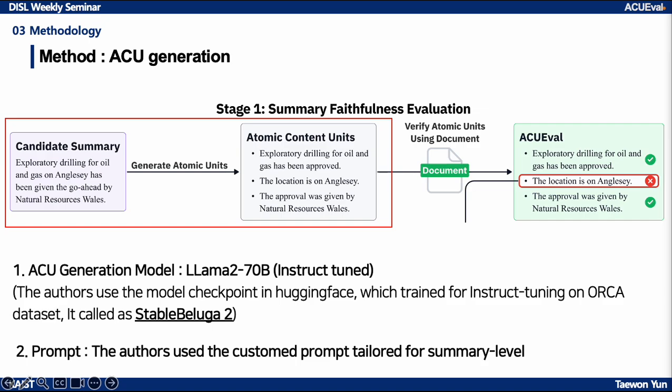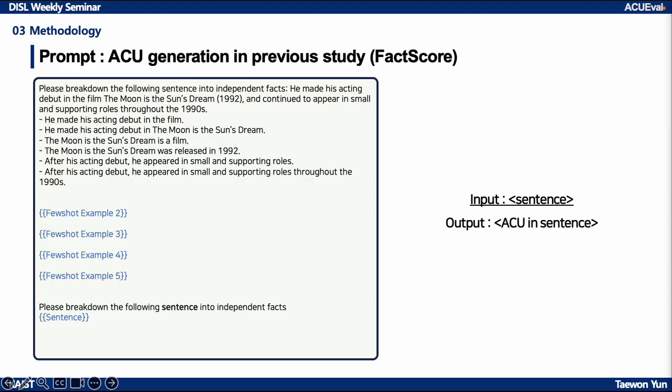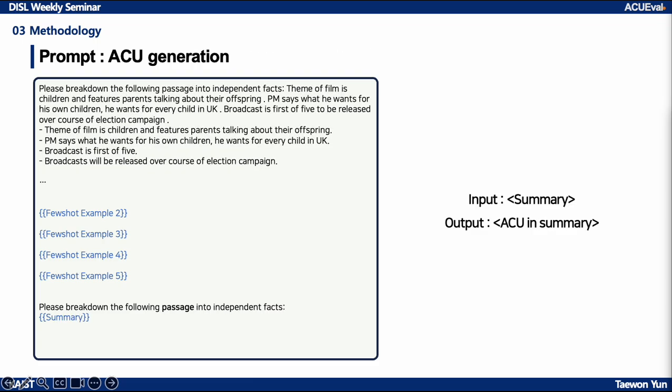They also suggest an ACU generation prompt for summary level. In the previous study, an ACU generation prompt was already proposed, and it was a very simple prompt. The issue here is this prompt was designed for sentence-level evaluation, and it may not fit well for summary level. So the authors modified the prompt for summary level. Here is their customized prompt. They just changed the prompt example to be at the summary level.